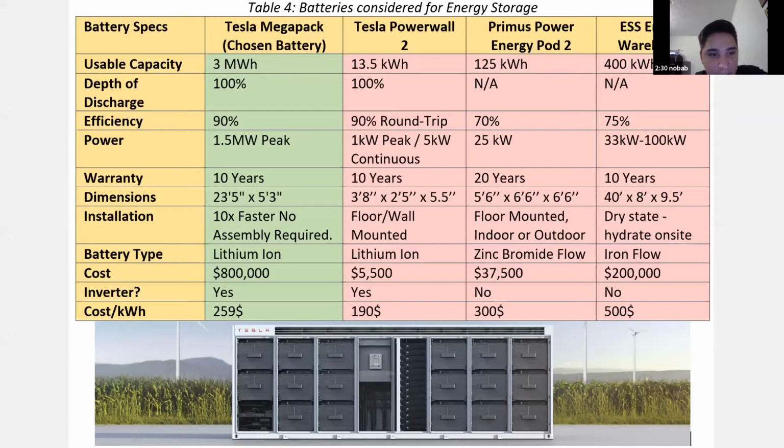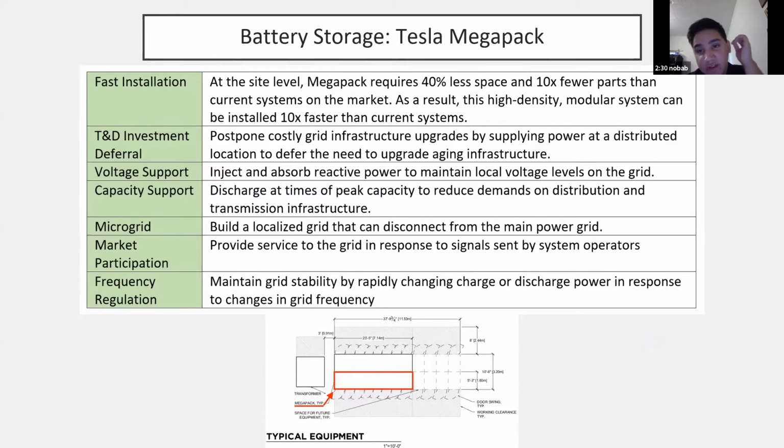Next slide, please. One of the benefits of the Megapack is that it requires 40% less space than typical battery storage units of this size, and 10 times fewer parts. So this modular system can be installed cheaper and faster than current systems. Going off of the peak shaving approach I mentioned earlier, the Megapack can discharge at times of peak capacity to reduce the peak loads and demands on the distribution infrastructure.